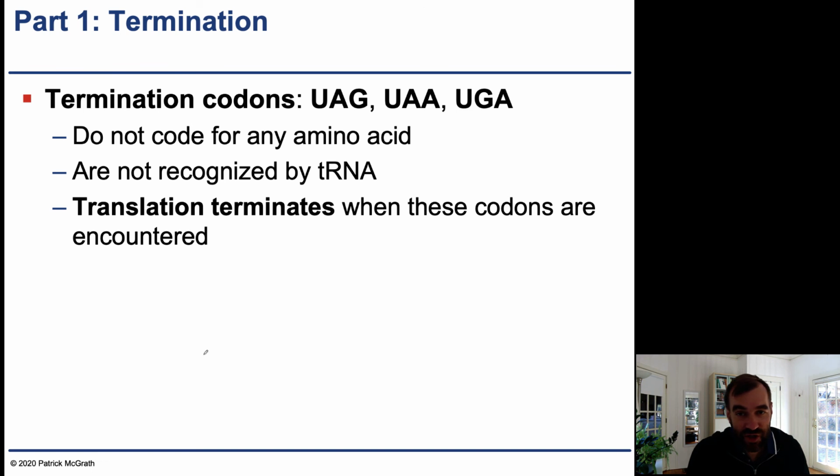And then the termination codons, UAG, UAA, UGA. These do not encode for any amino acid. They're not recognized by tRNA. And then the translation terminates when these codons are encountered.